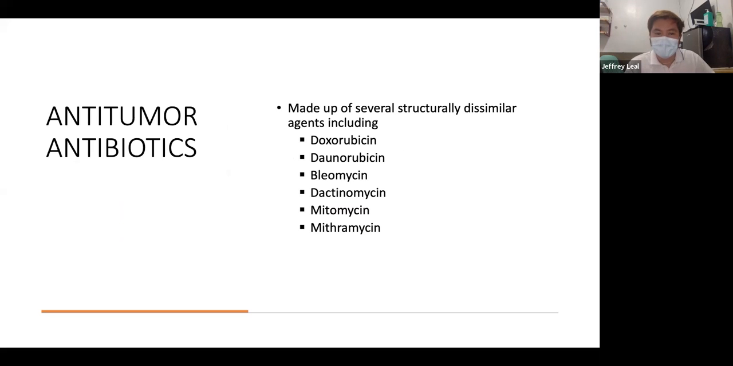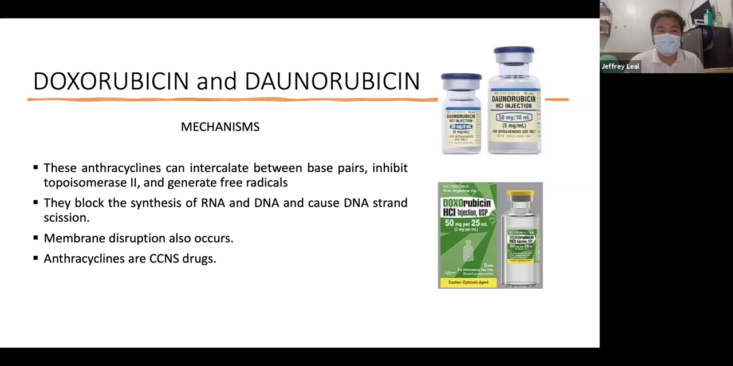Let's go to your anti-tumor antibiotics. They are made up of several structurally dissimilar agents, including your doxorubicin, daunorubicin, your bleomycin, dactinomycin, mitomycin, and plicamycin. Okay? Your doxorubicin and daunorubicin, these are anthracyclines that can intercalate between your base pairs. They can inhibit the topoisomerase 2 and generate free radicals. So they block the synthesis of your RNA and DNA synthesis and causes the DNA transition. Okay? The membrane disruption may also occur, and these doxorubicin and daunorubicin are the cell cycle non-specific drugs.